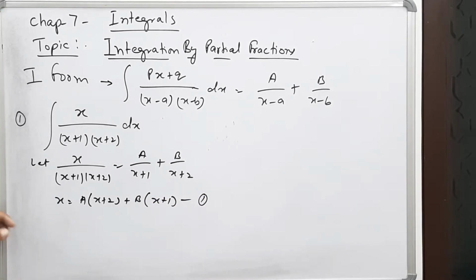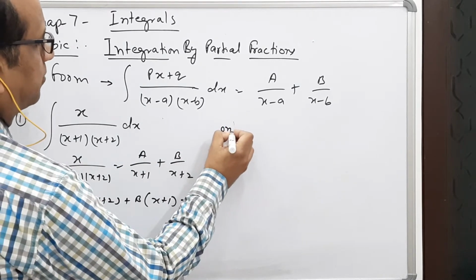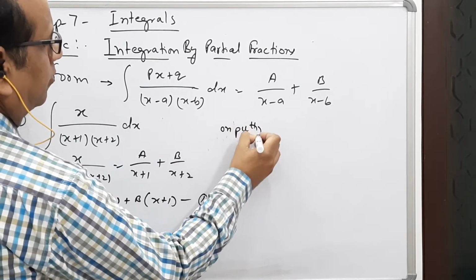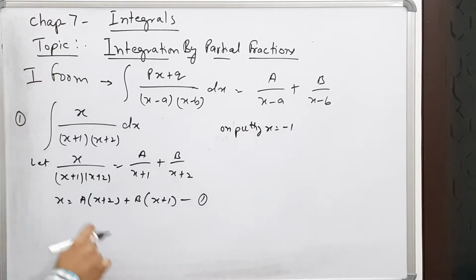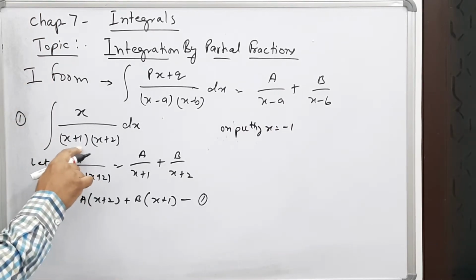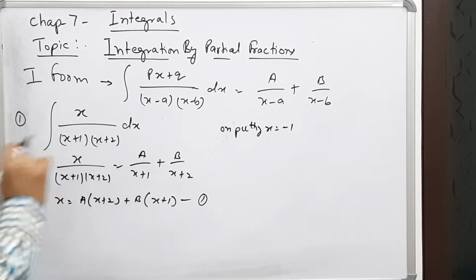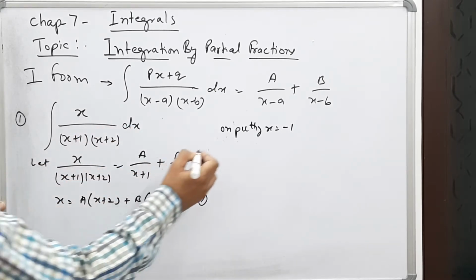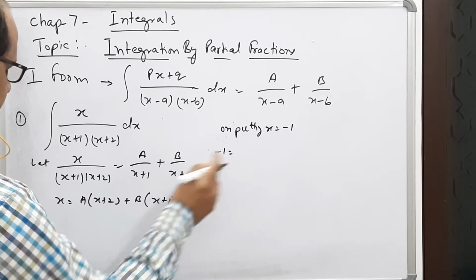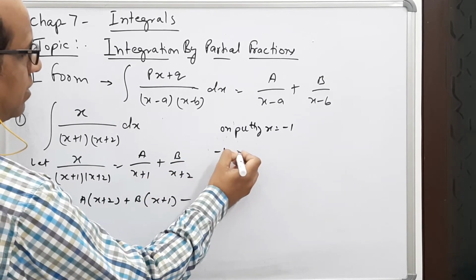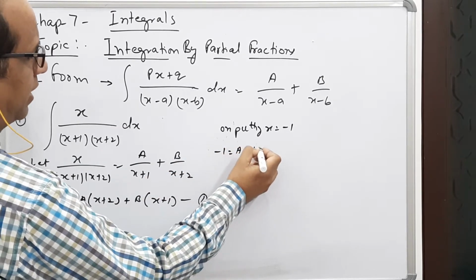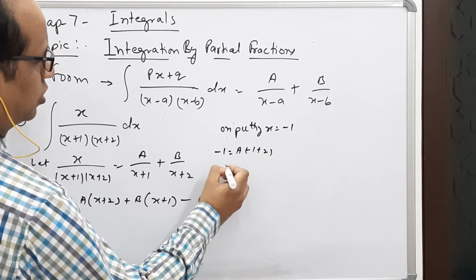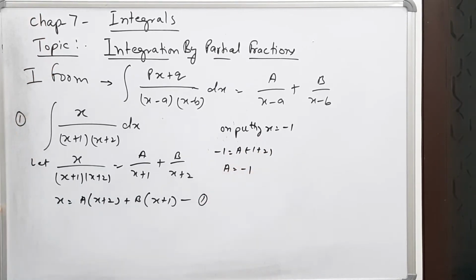Now in this, on putting x equals minus 1. Minus 1 is the zero of this expression, x + 1. So we'll put minus 1 and then minus 2. When you put minus 1, it is minus 1. This part will be A times (minus 1 plus 2). So the value of A is minus 1.